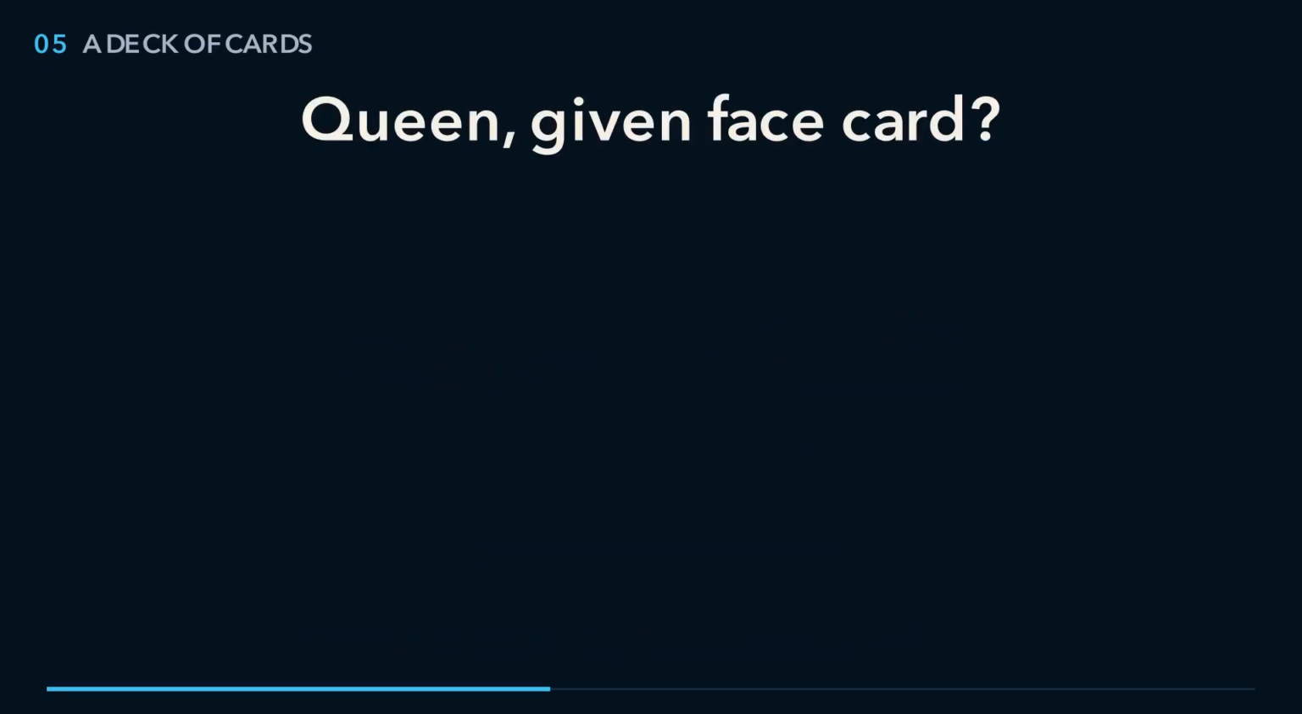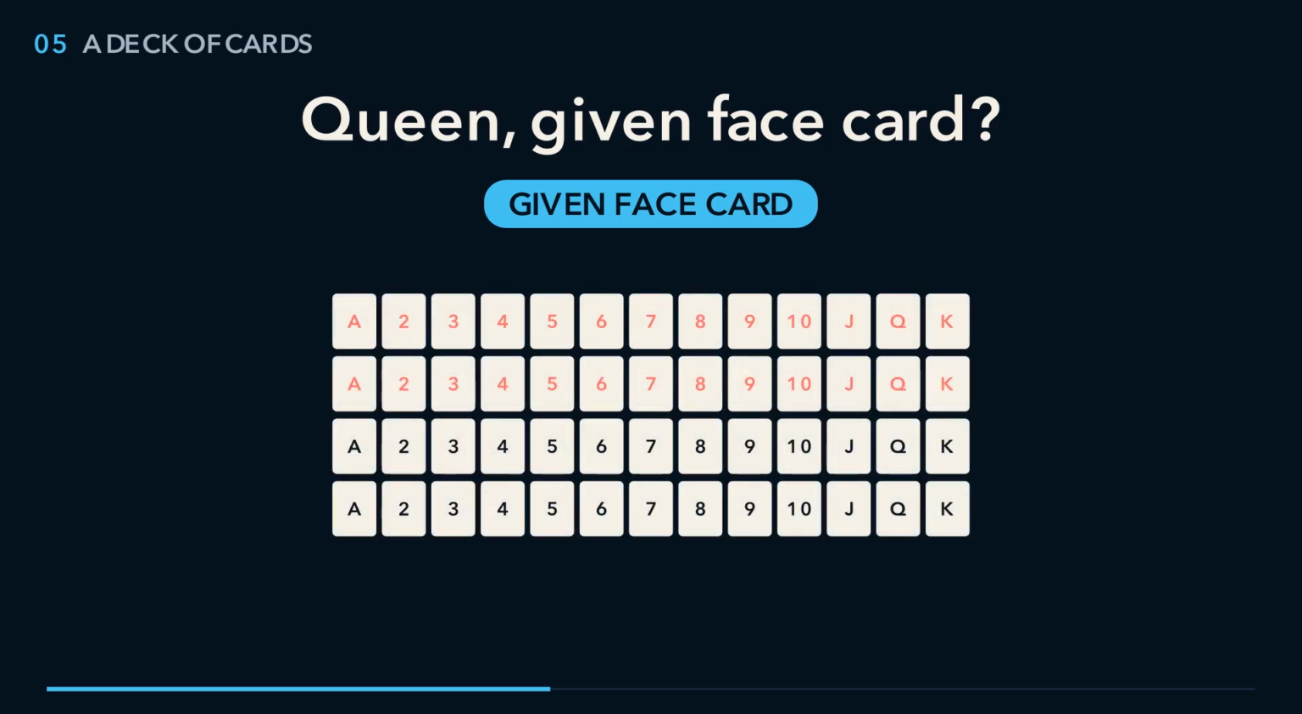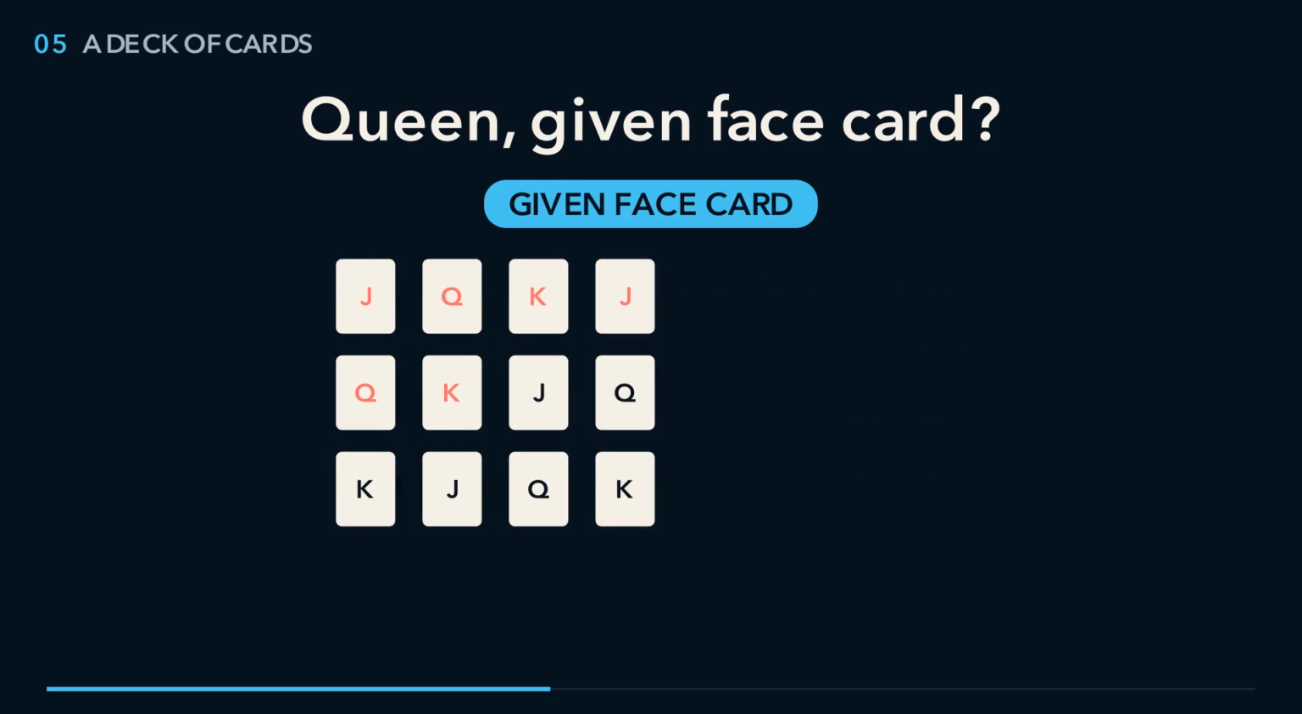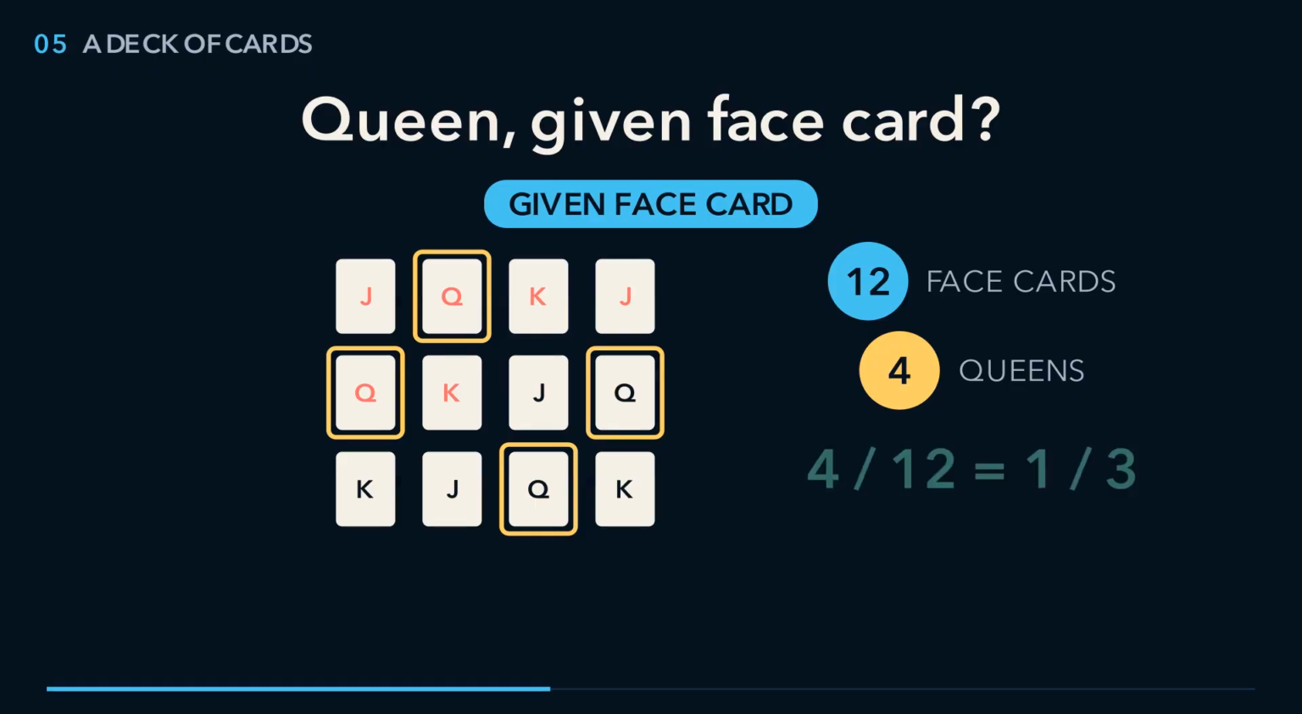Let us try the same move with a deck of cards. Question: what is the chance of drawing a queen, given that the card is a face card? Before the condition, the deck has 52 possible cards, but given face card tells us to keep only jacks, queens, and kings. There are 12 face cards, so 12 becomes the new denominator. 4 of those 12 are queens. The answer is 4/12, which simplifies to 1/3.